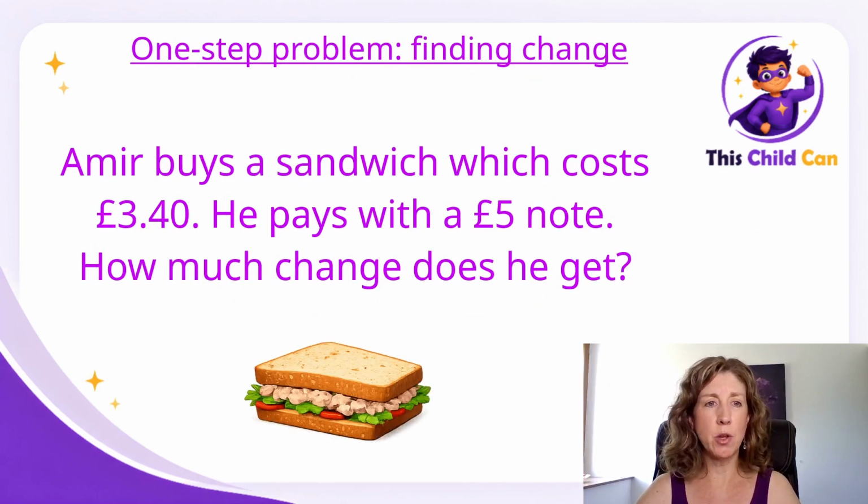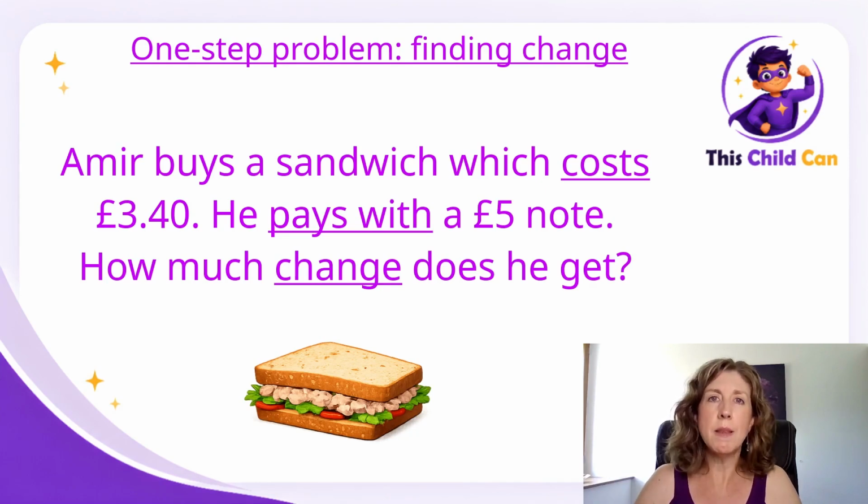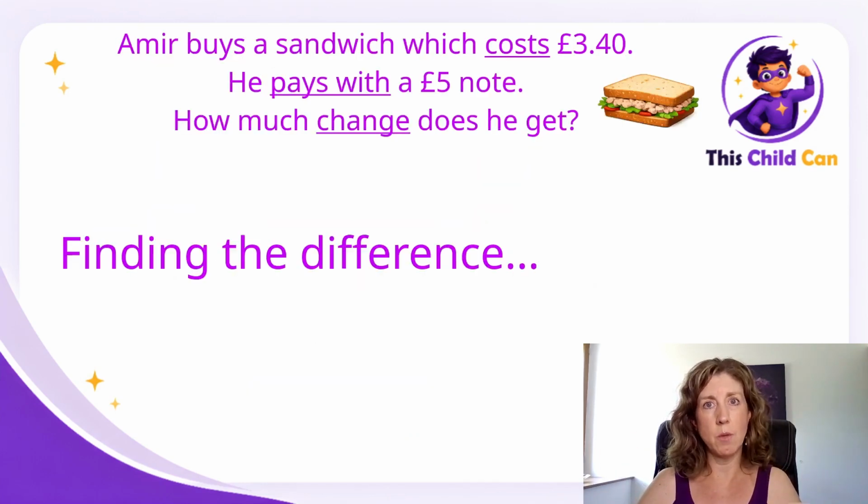Now let's look at another one-step problem, finding change. Amir buys a sandwich which costs £3.40. He pays with a £5 note. How much change does he get? Well, we'll start by underlining the key words, which are costs, pays with, and change. So what's happening in this money story here? Well, Amir's sandwich is going to cost him £3.40. He gives the shopkeeper £5, which is too much, which means he needs to get some money back. All of this is suggesting that this is about finding the difference between the cost of the sandwich and how much money Amir pays. So finding the difference suggests subtraction.